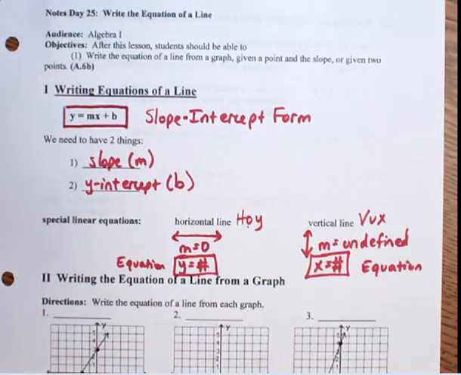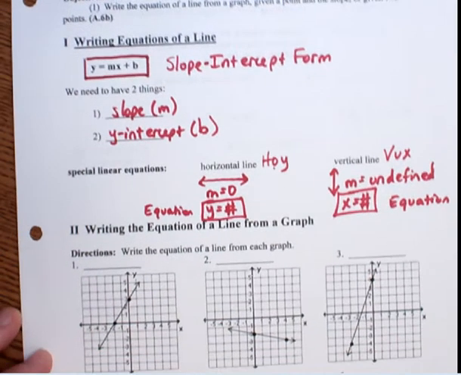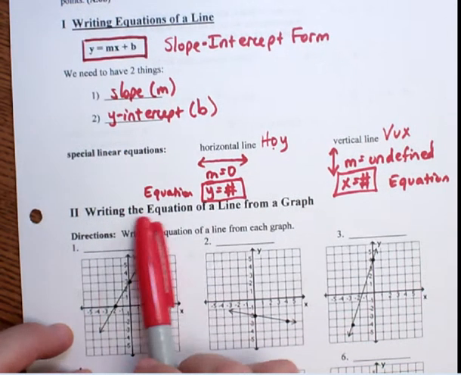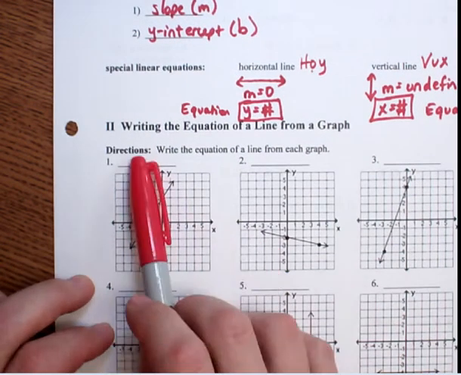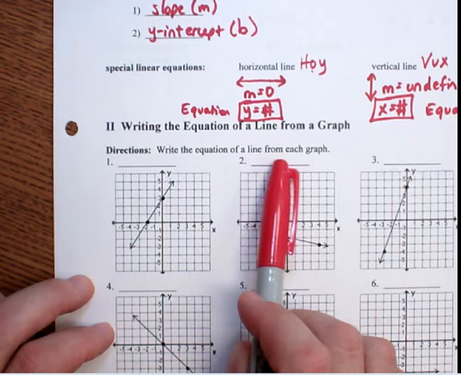Okay, so let's take a look at number 1. And the topic, writing the equation of a line from a graph. So we're going to do some examples here. Directions: write the equation of a line from each graph.